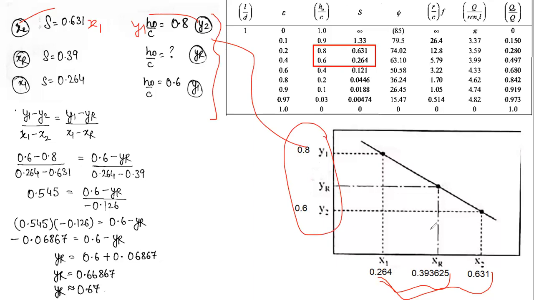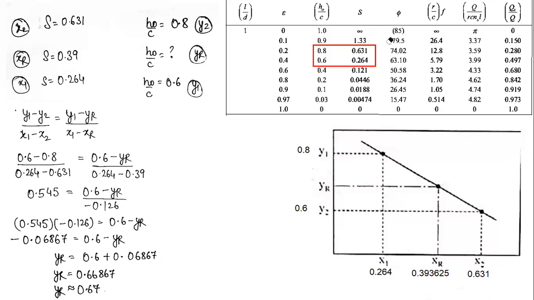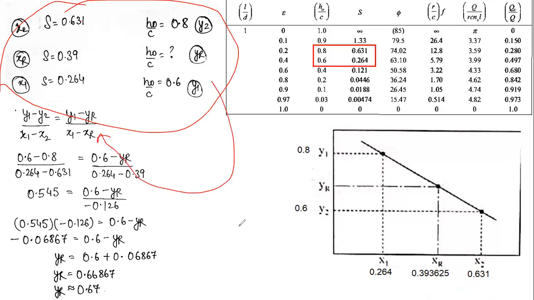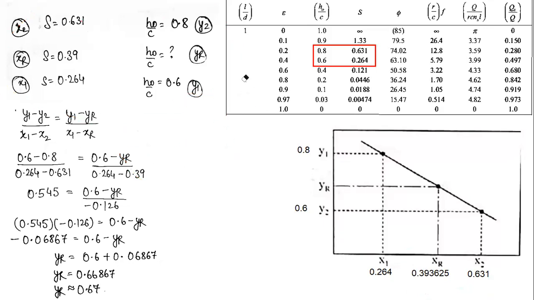But you should note down that in front of 0.631 Sommerfeld number, the h0 by c value is 0.8. And in front of 0.264, h0 by c value is 0.6. When I put these values into this equation, let me show you.